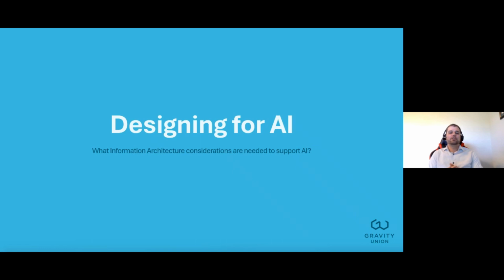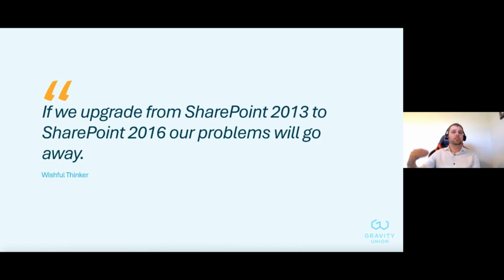So that brings us a bit to designing for AI. What information architecture considerations are needed to support AI? We've talked about some of the risks, and some of those risks are internal risks, right? Making bad decisions, old content, inaccurate content, all that kind of stuff. So, we need to be thoughtful about how we design our internal solutions, as well as how we leverage that external technology.